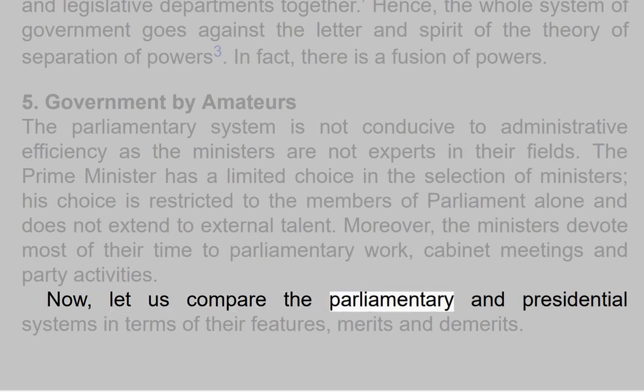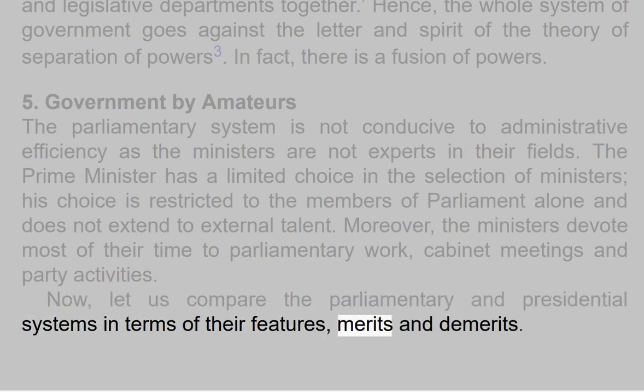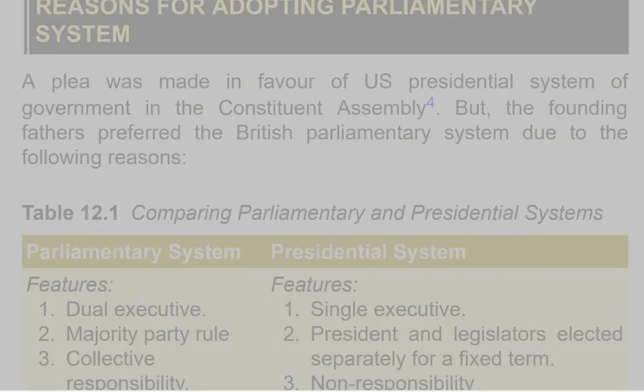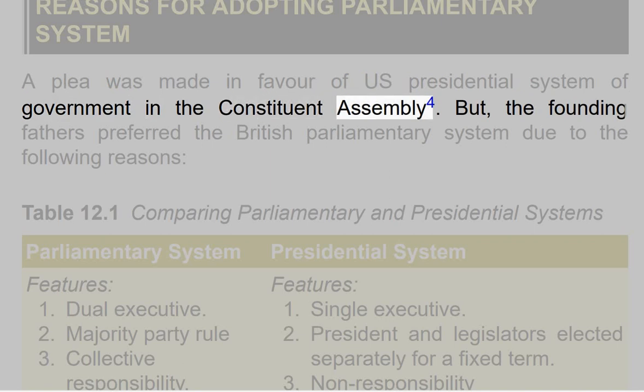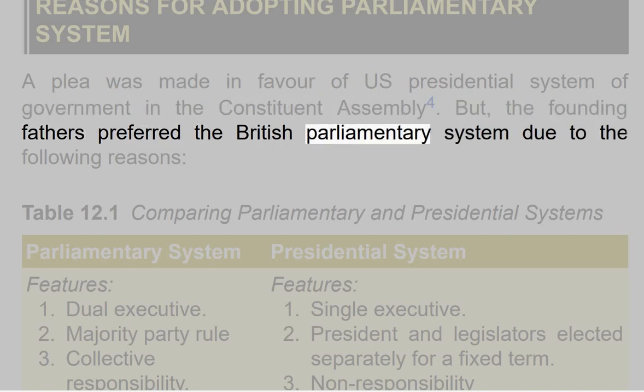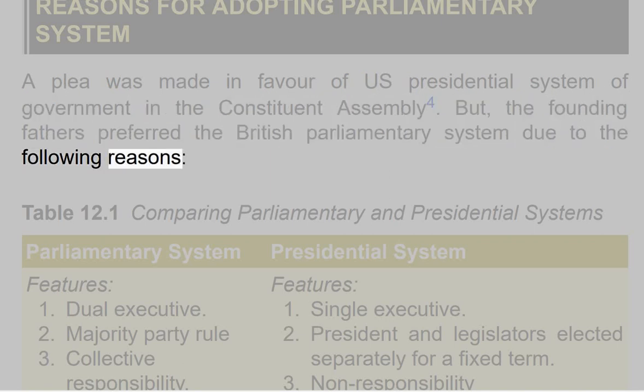Now, let us compare the parliamentary and presidential systems in terms of their features, merits and demerits. Reasons for adopting parliamentary system. A plea was made in favor of the US presidential system of government in the Constituent Assembly. But, the Founding Fathers preferred the British parliamentary system due to the following reasons.